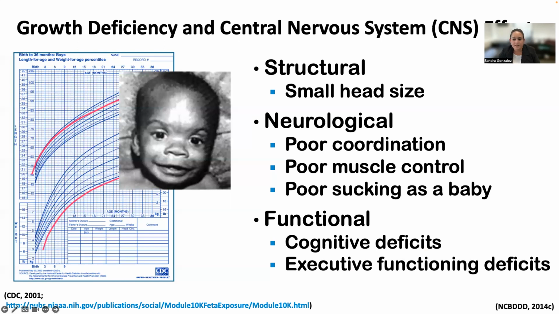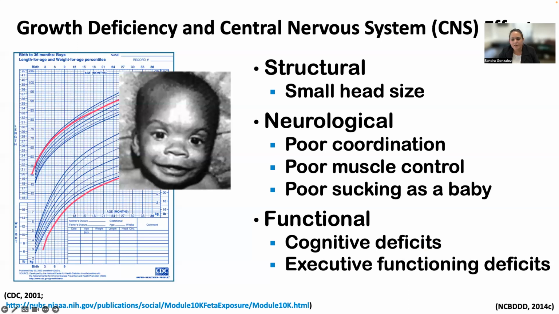The central nervous system is made up of the brain and the spinal cord. Three categories of central nervous system problems are associated with FAS, and they are structural, neurologic, and functional. Let's start with structural. Signs of structural differences are smaller than normal head size for the person's overall height and weight, again, at or below the 10th percentile, and significant changes in the structure of the brain as seen on brain scans such as MRIs or CTs.